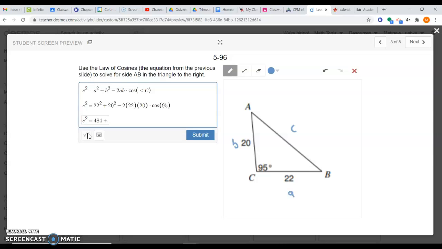Plus 20 squared, and 20 squared I know off the top of my head, that's 400. Let me check on my calculator just so I don't get it wrong. Yes, 400. Minus 2 times 22 times 20. What I do is I take negative 2 and multiply it by 22, so that's negative 44, and then I do negative 44 times 20. That's what I'm going to put in my calculator, negative 44 times 20, and that gives me minus 880 times cosine of 95.